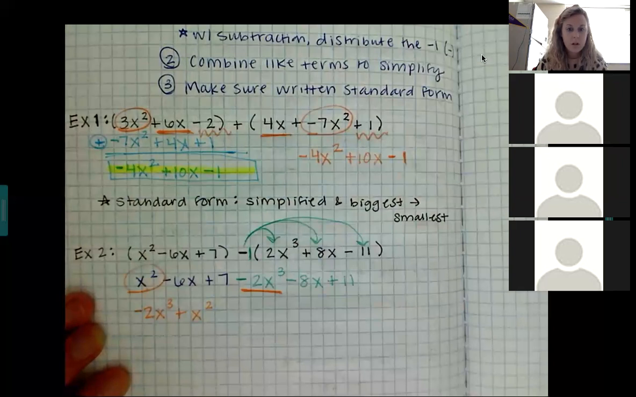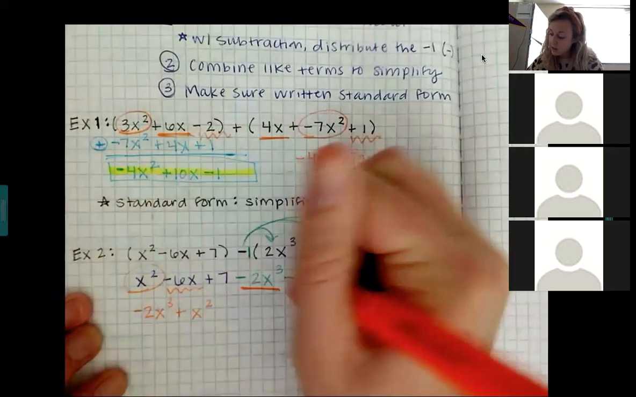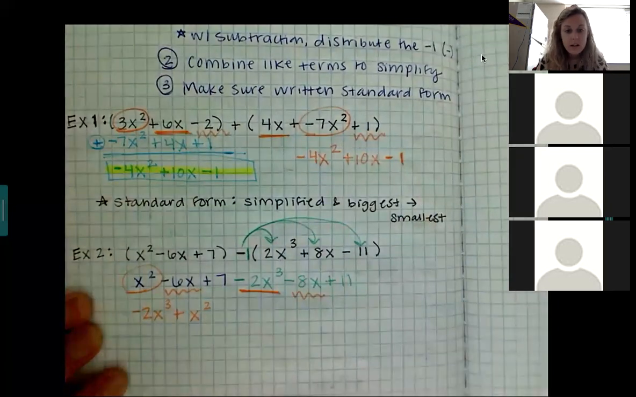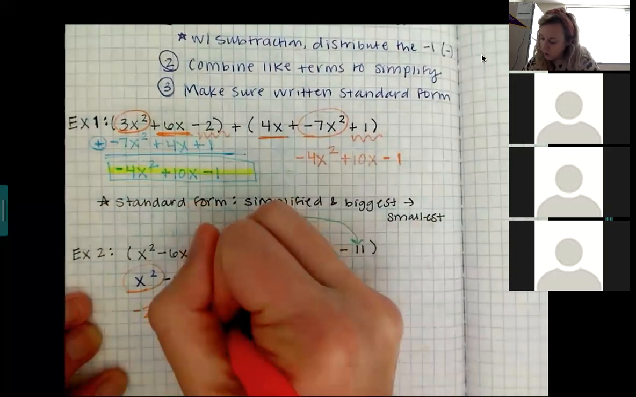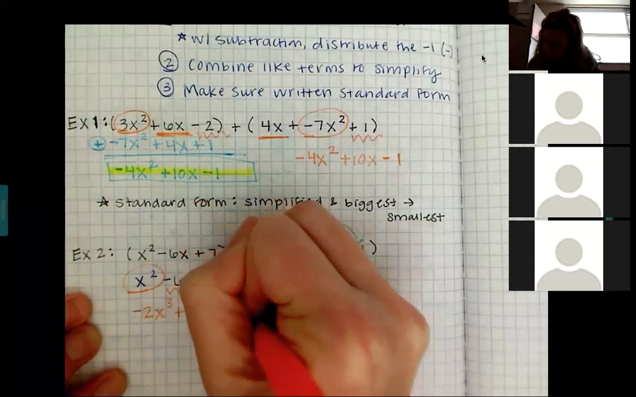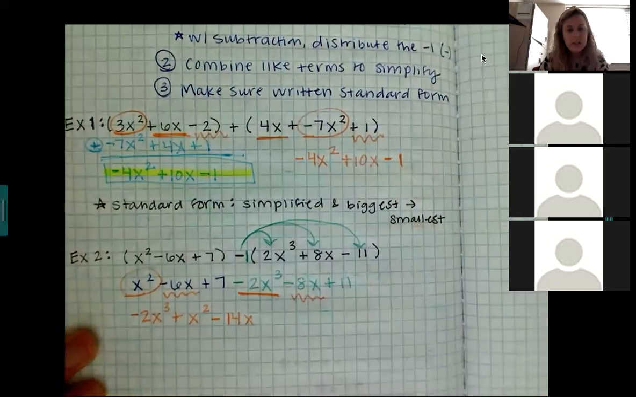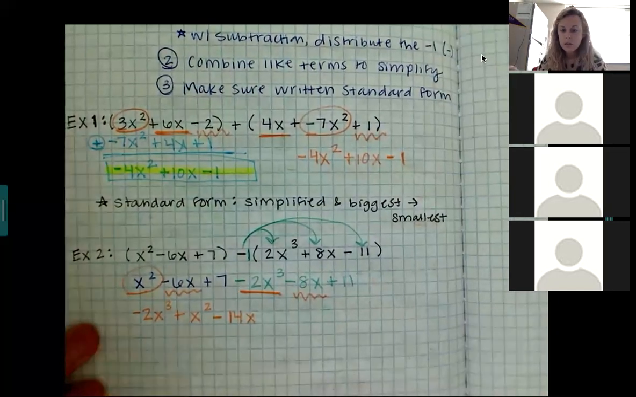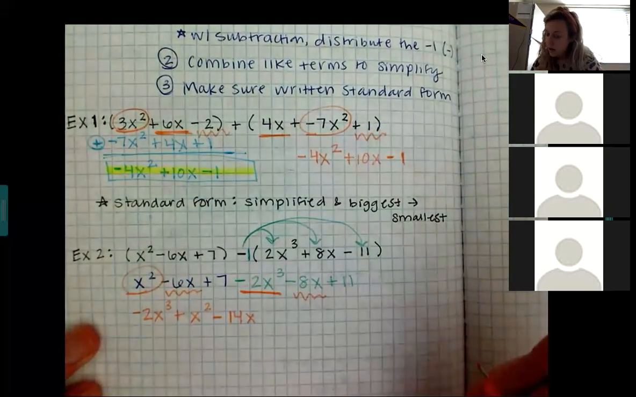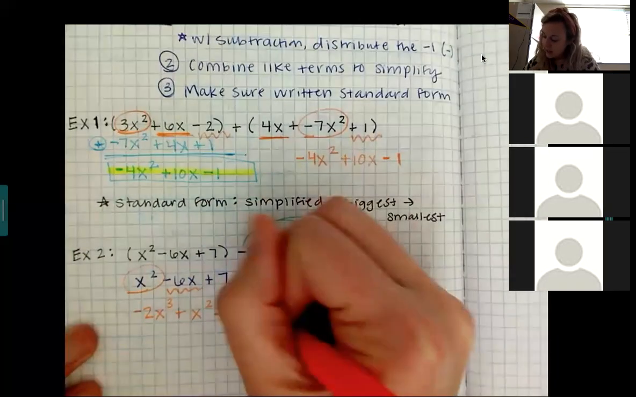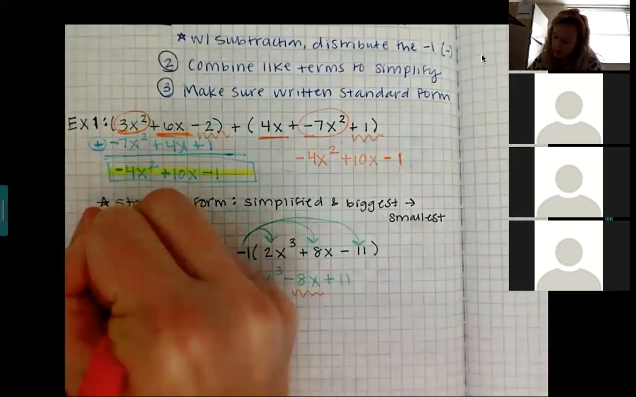-8x and -6x, I can combine. So what does that give me? -14x. Very good, -14x. And then last but not least, 7 plus 11? 18. 18, good, and it's positive. So this is our answer right here.